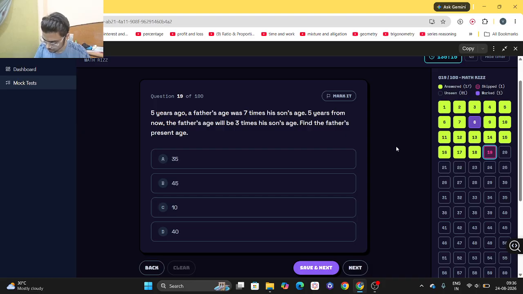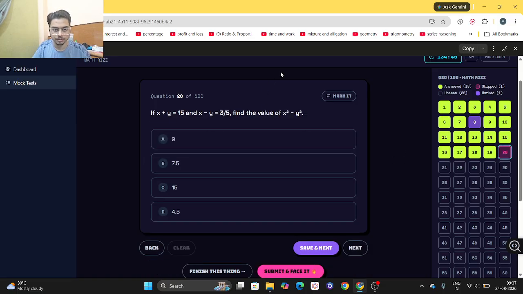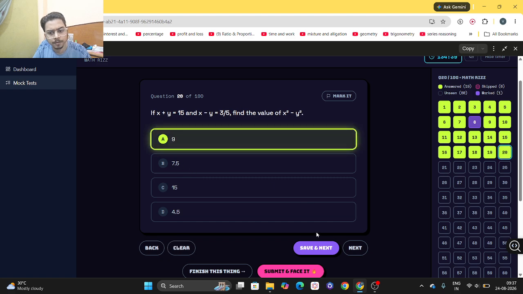So 7x plus 10 upon x plus 10 is equal to 3 upon 1. So 7x plus 10 is equal to 3x plus 30, and 4x is equal to 20, and x is equal to 5. So the father's present age is 35. Next, x plus y is equal to 15, x minus y is equal to this, and then it is equal to 9.